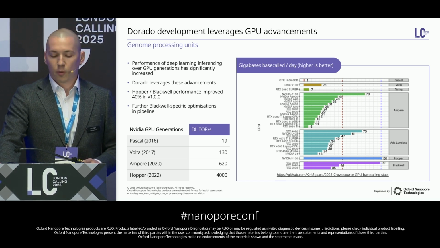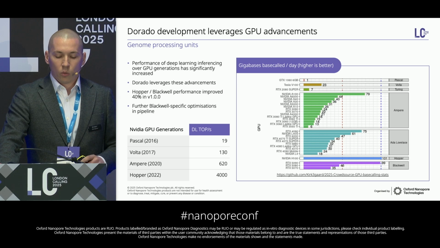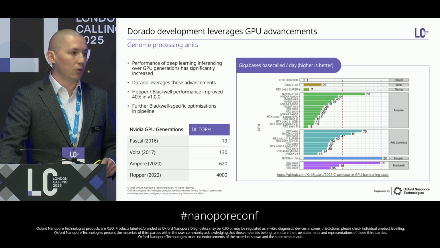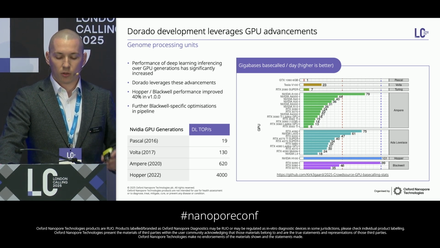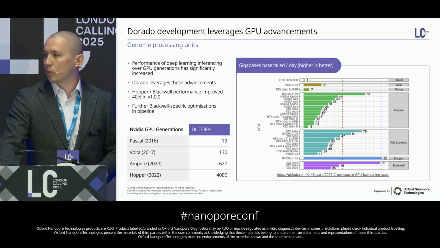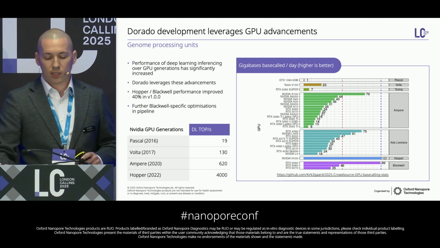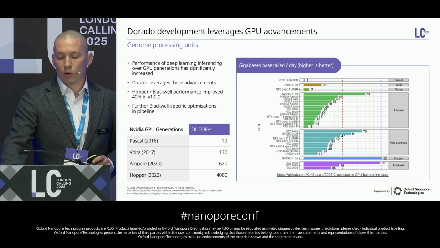AI inference performance has grown over 100x from Pascal to Hopper, and Dorado leverages these improvements. We see this in the base calling throughput from single-digit gigabases a day processed on Pascal, which is NVIDIA's GPU from 2016, to over 100 gigabases a day processed on Hopper. And I'd like to thank Rasmus Kierkegaard for his crowdsourced community benchmarks here. And in version 1.0, we have further increased the SUP model performance up to 40% on Hopper and Blackwell, with more Blackwell optimizations coming.